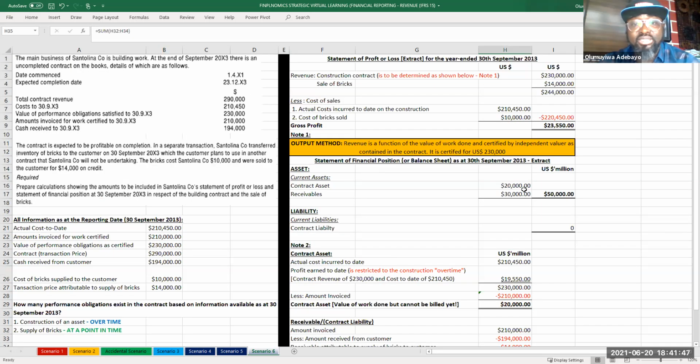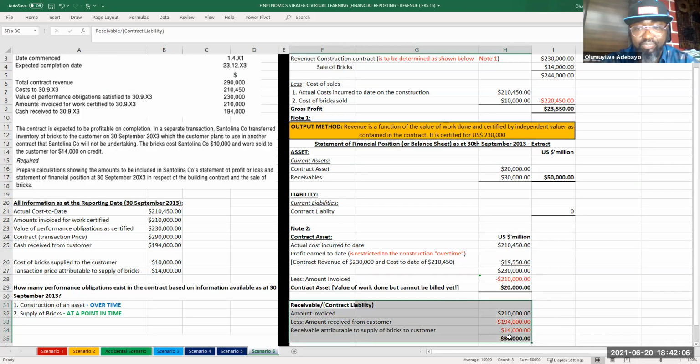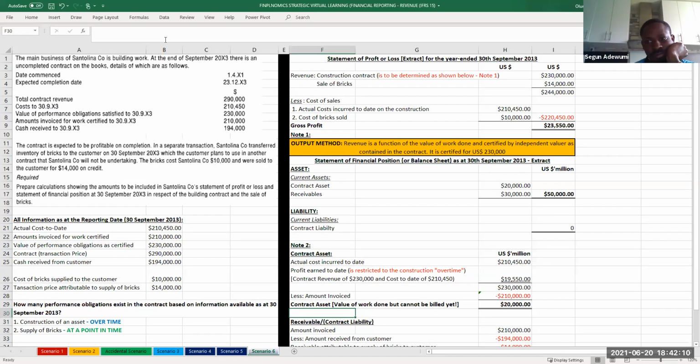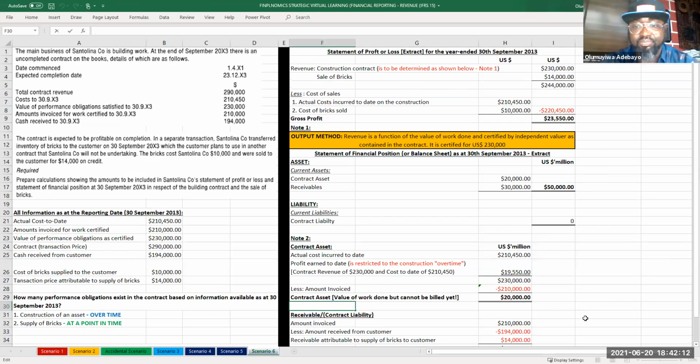Why I still have 20,000 that will become receivable when I've completed the other phase and the work has been duly certified. Does that make sense to us now? Yes, it does. Okay. Any question? Okay, please, I have a question.